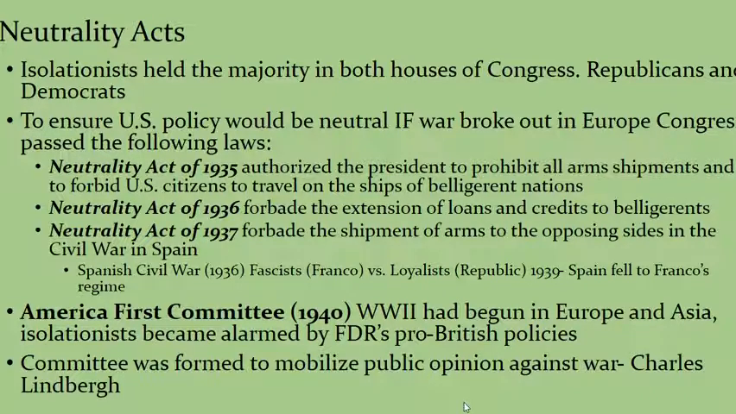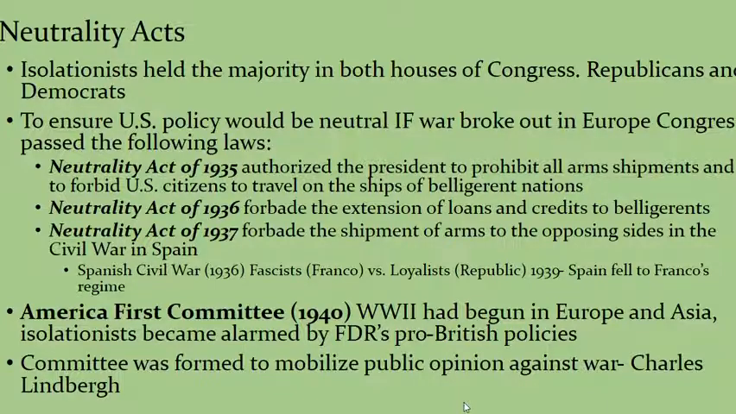It also prevented, during this time that there was the Civil War in Spain, we decided early on that we weren't going to play any role in that as well. And you also had the America First Committee. These are isolationists that are a little worried about FDR, because I'm going to get to this in a second, but they're a little worried about his pro-British policies. And I'll back FDR up a little bit here. But again, they are trying to persuade public opinion against war. One of the most outspoken critics of war and FDR at this time was Charles Lindbergh, who was a big celebrity in the 1920s.